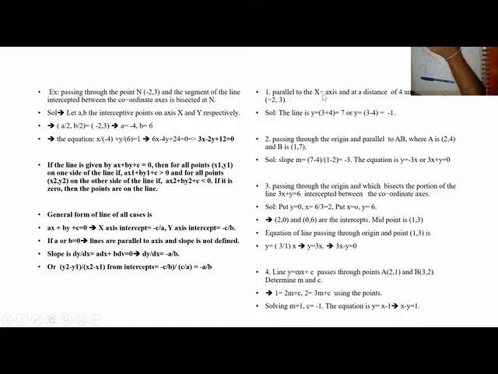This is parallel to the x-axis. Let's see some of the solved examples. A line is parallel to the x-axis at a distance of 4 units from the point (-2, 3). That means the line is y equals 3 plus 4. So here y is 3.